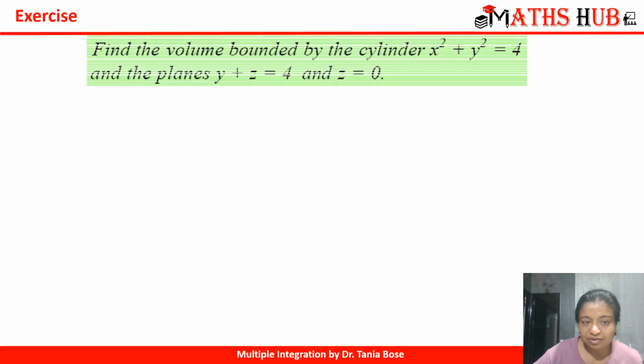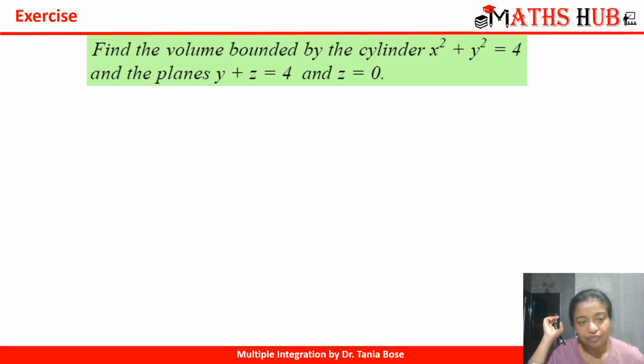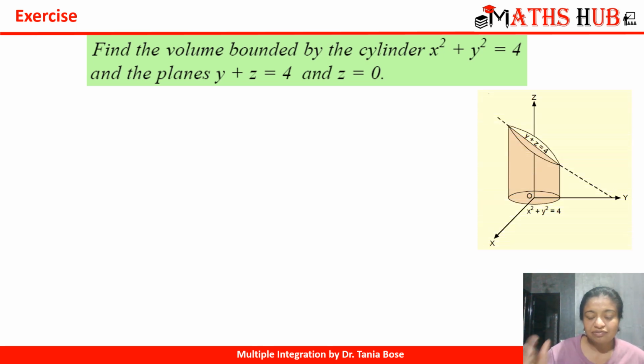In the next question, we will be calculating the volume bounded by the cylinder x square plus y square equal to 4 and the plane y plus z equal to 4 and z equal to 0. Again, we will try to figure out the volume using the Cartesian system, because here you can see planes are involved, and again you can figure out the limits for z, and then you can plot it in x and y system and calculate the limits of x and y.